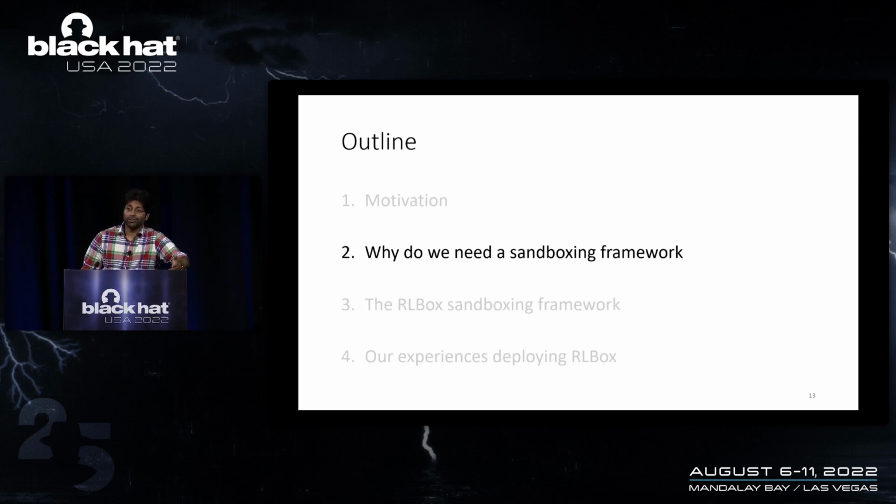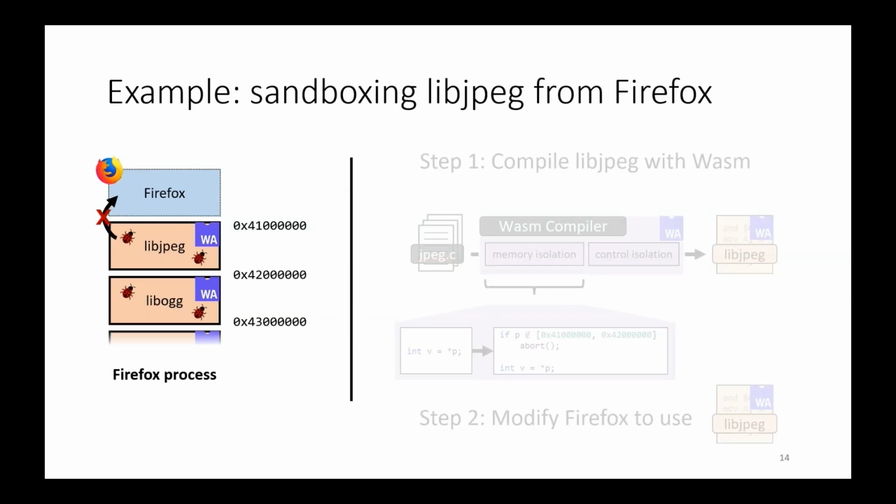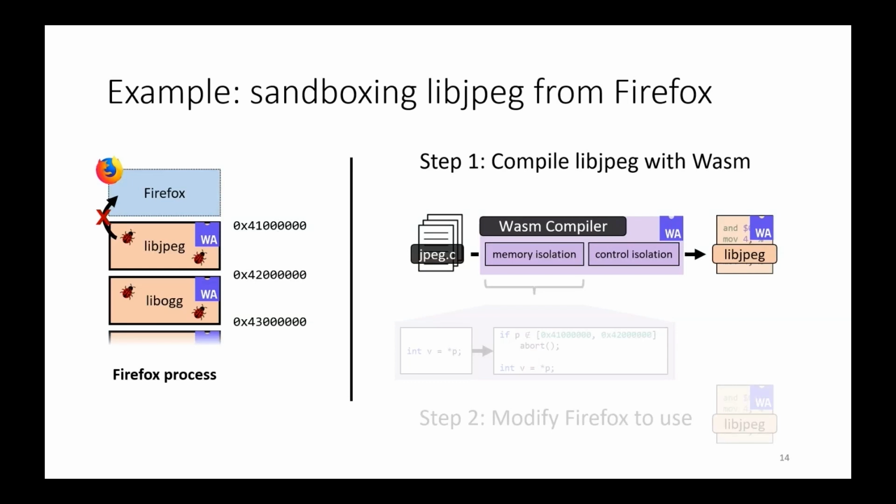And the best way to get a sense of what's happening here is with an example. So we're going to use this as our running case study. We're going to try to sandbox libjpeg in the Firefox web browser. Again, the goal is to isolate libjpeg, so any memory safety errors in libjpeg do not affect the rest of Firefox. So step one here, really simple. Take libjpeg sources, run it through the WASM compiler, produce a sandboxed libjpeg binary.